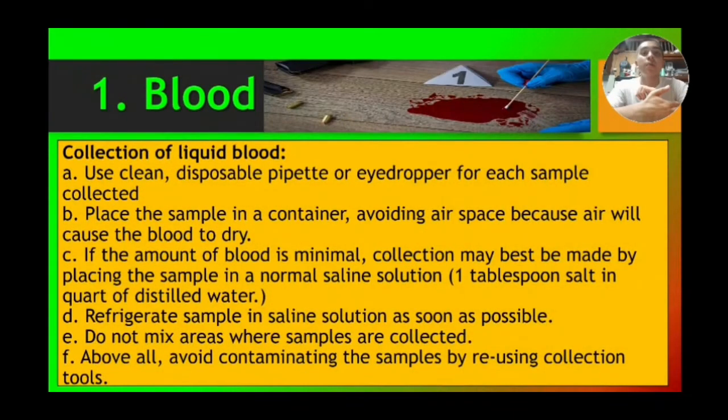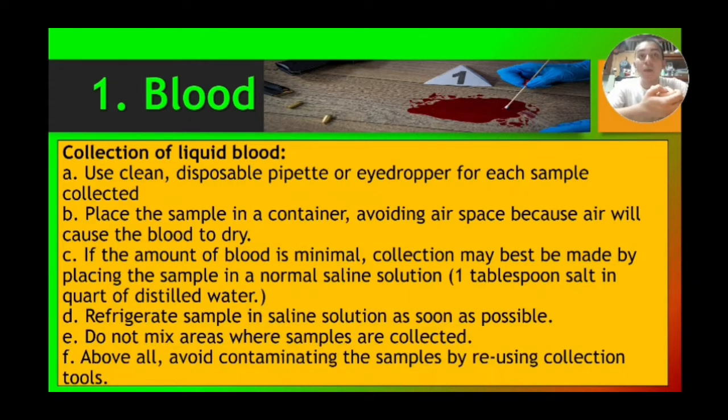First of all, we have blood. This can usually be found in assaults, robberies, and other cases where blood will be spilled or the offenders are getting cut from a sharp object. So here are some ways of how to collect liquid blood. A. Use a clean, disposable pipette or eyedropper for each sample collected. B. Place the sample in a container, avoiding airspace because air will cause the blood to dry.